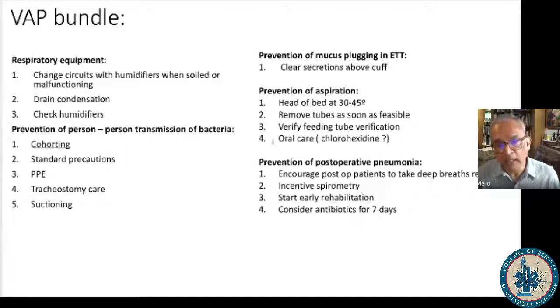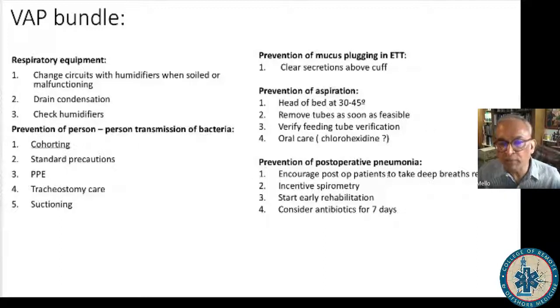Oral care of the oral cavity is so important. There was a phase of using chlorhexidine, but now this has been found not to be that beneficial. Just a good washout and suctioning of the oral cavity. You know what it's like when you haven't brushed your teeth for a little while. Imagine what it's like for the patient to be on a ventilator for several days.